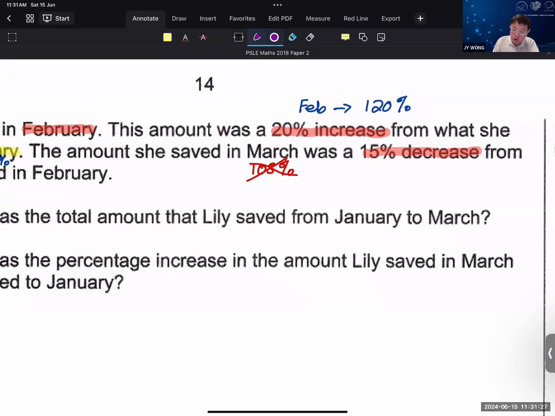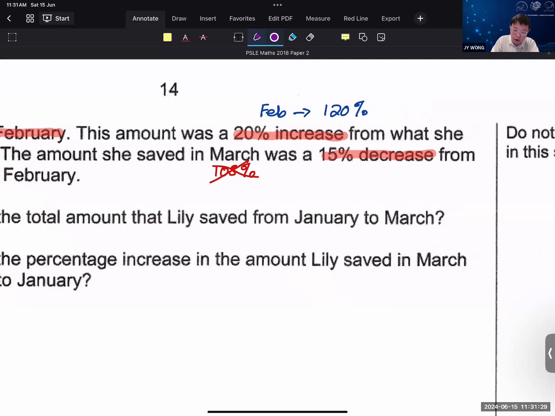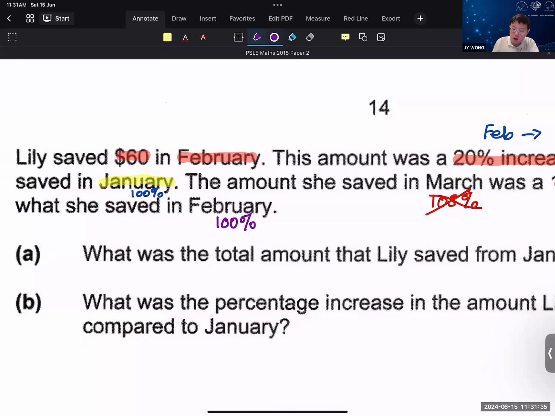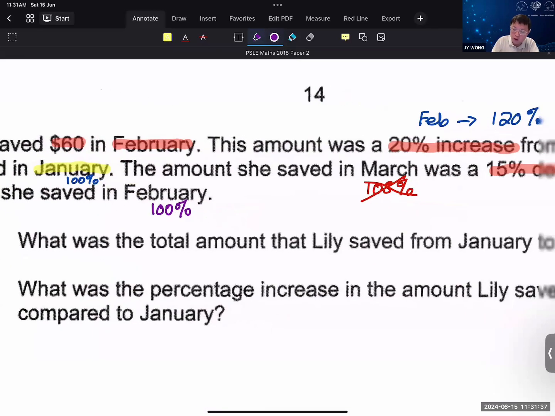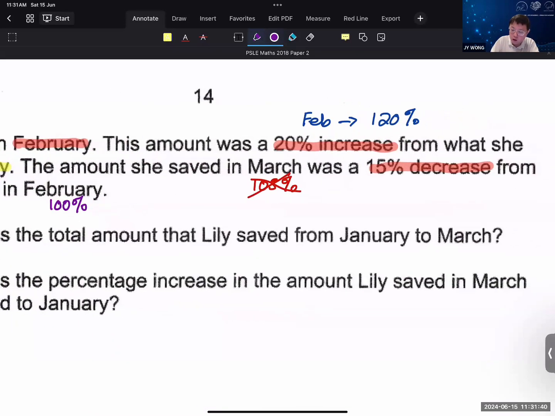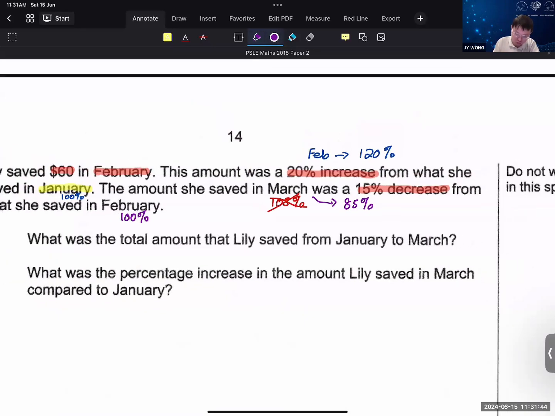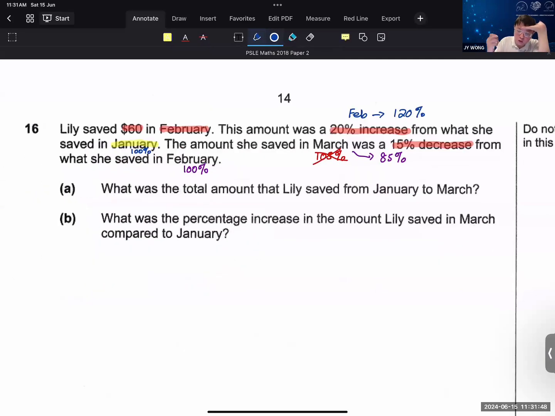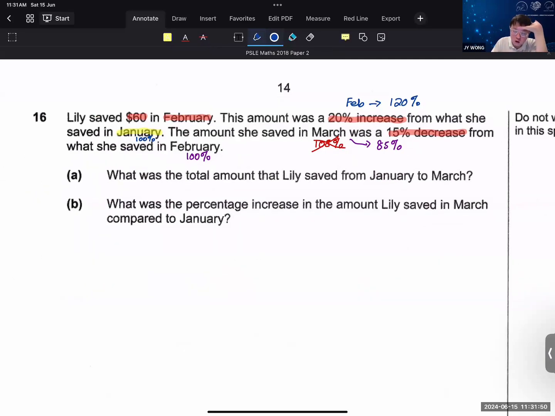when they tell you the amount saved in March is a 15% decrease, you must now set your February back to 100% because it is the earlier month. So the 15% decrease would mean that March will be 85%, but 85% of February. Okay, so you can do this by ratio, or you can do this by percentage. You can find what is the amount that she saved in January first.